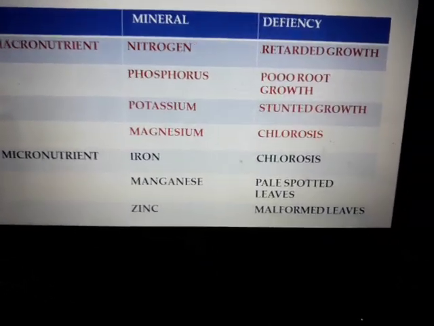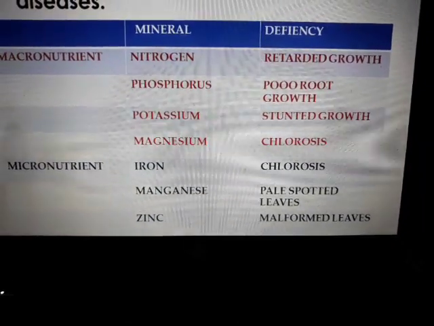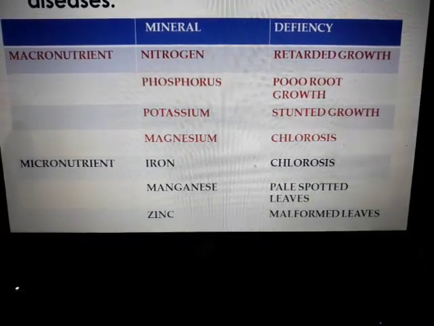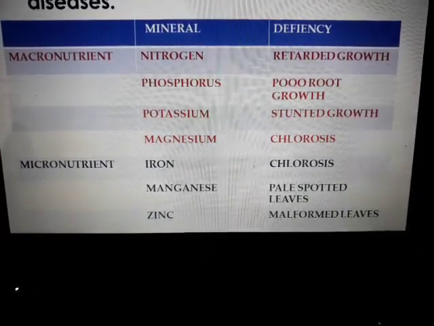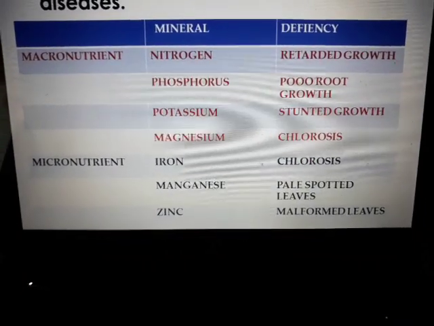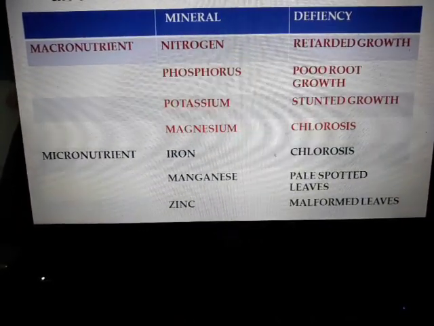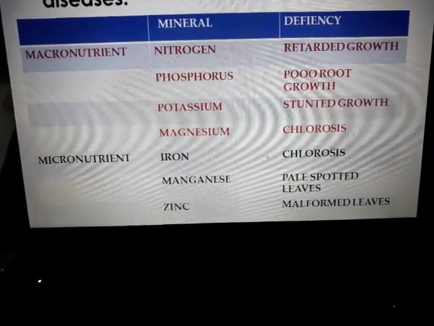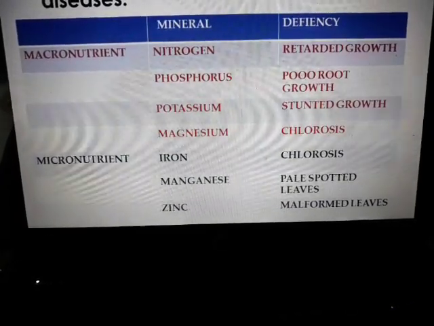What happens when nitrogen is not there? It will have a retarded growth. It will not grow up to its full limit. Phosphorus, poor root growth. The spelling is wrong, poor root growth. Root growth will not be proper. Potassium is deficient. It will lead to stunted growth. Again, a small size plant will grow. It will not grow up to its full potential.